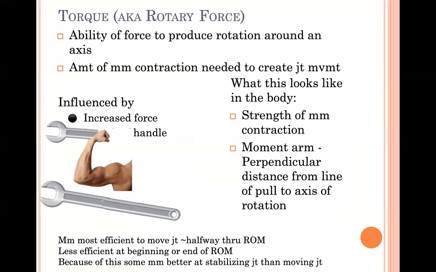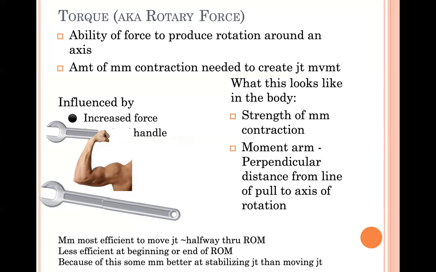So what this looks like in the body. So we have the strength of the muscle with the contraction. Then we have the movement of the moment arm, which is the perpendicular distance from the line of pull to the axis of rotation. This is also influenced by increased force and the increased handle as well.